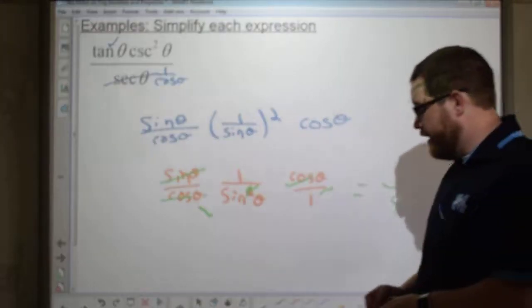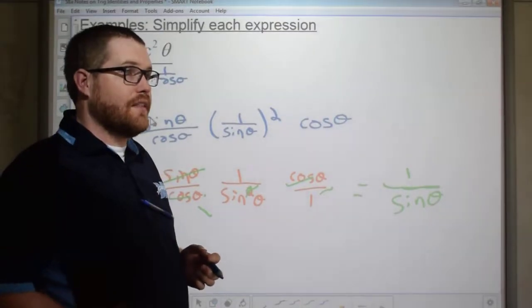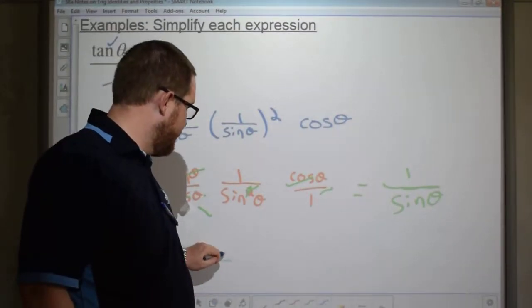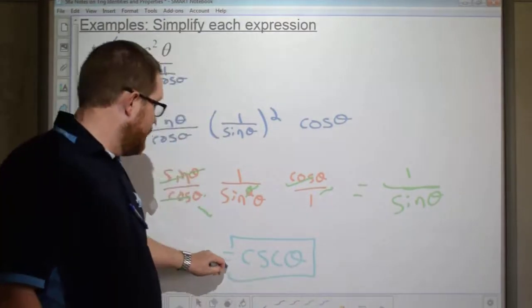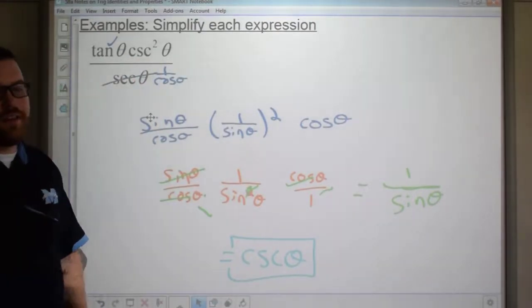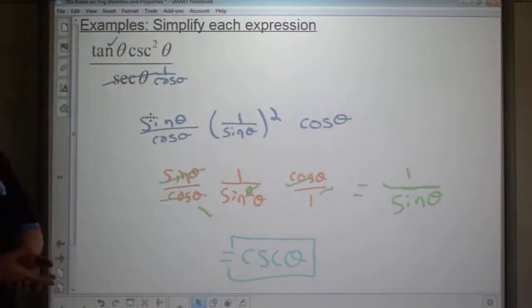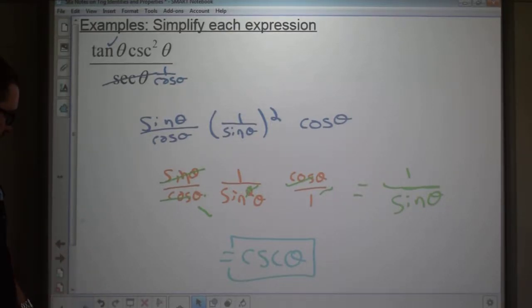What's another way to write 1 over sine theta? You would never leave it as 1 over sine theta. 1 over sine theta is the same thing as cosecant theta. So the answer to this problem, if you simplify it all the way down, is just cosecant theta. That's not the only way to do that problem. It's the way that makes the most sense, but you could do it other ways.